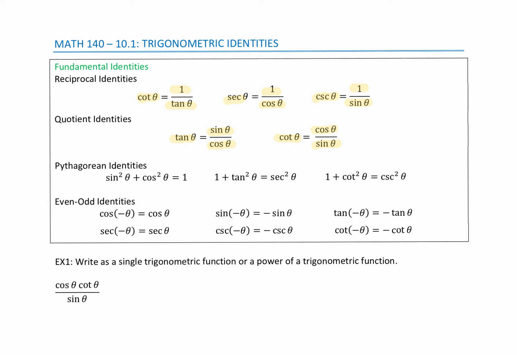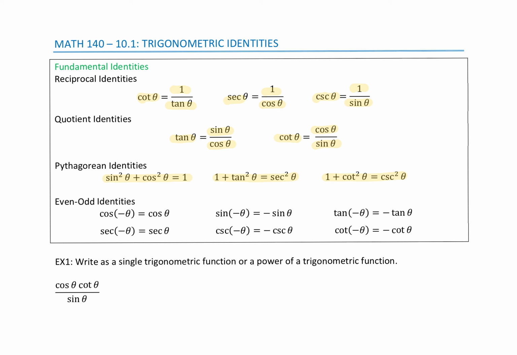Pythagorean identities: sine squared plus cosine squared is equal to 1. So remember, that comes from the unit circle, whose equation is x squared plus y squared equal to 1. Sine is our y, cosine is our x, so replacing the x and the y with sines and cosines, we get sine squared plus cosine squared is equal to 1. And then from that original Pythagorean identity, we can get 1 plus tangent squared is equal to secant squared, and 1 plus cotangent squared is equal to cosecant squared.